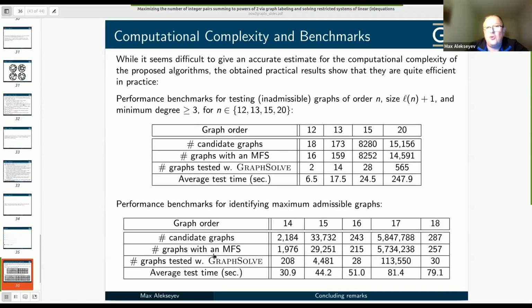And just to show how efficient I was, it's very hard to give a precise complexity estimate for the algorithms. However, practical experiments show that, at least in the range in which I applied those algorithms, they are very much practical. You can see some running times shown on this slide, how much time it takes for the graphs to be tested.